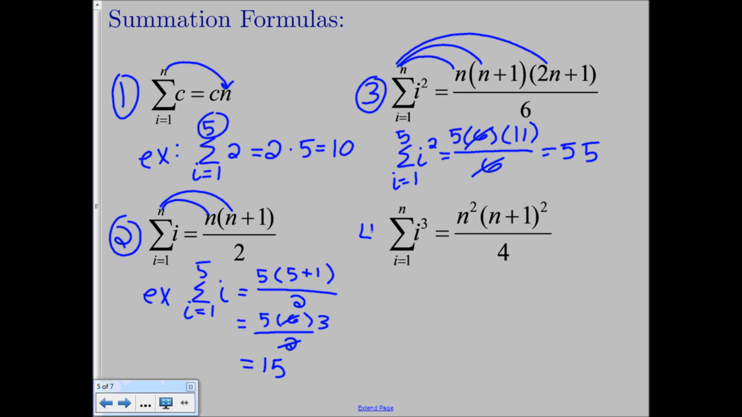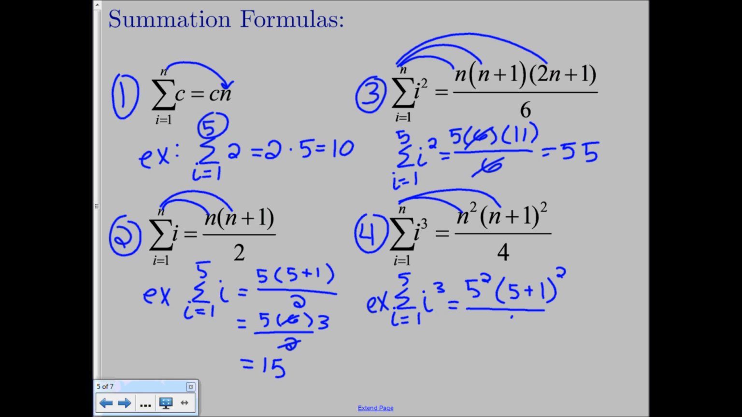Our last one that you really need to know at this level is the sum of i cubed. There are formulas for i to the 4th, i to the 5th, and higher powers of i, but you really don't need them at the level of calculus that you are in. Again, we're just going to take n and plug into this formula. Let's see how that works. For i cubed going from 1 to 5, it's 5 squared times (5 plus 1) all squared, over 4.